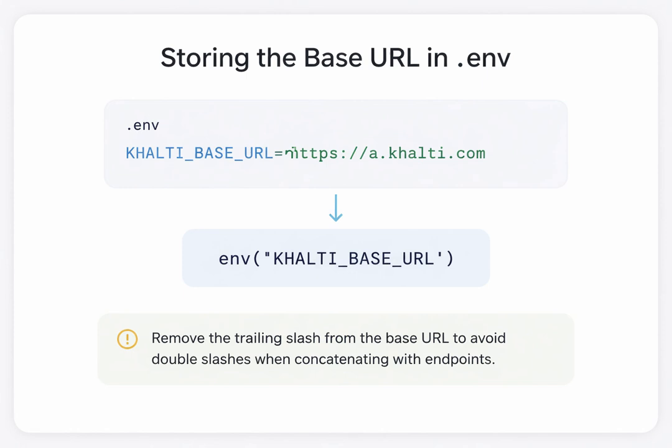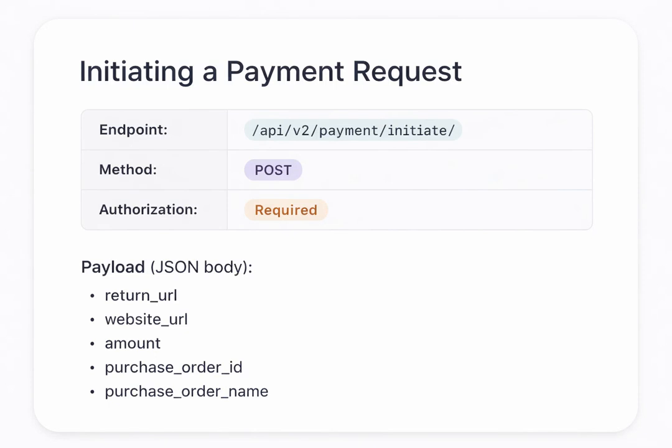If you keep it and your endpoint also starts with a slash, you'll end up with a double slash in your URL, which will cause problems. To start a payment with Calty, we need to hit their payment initiation endpoint. The method is POST and authorization is required. This structure should look familiar.